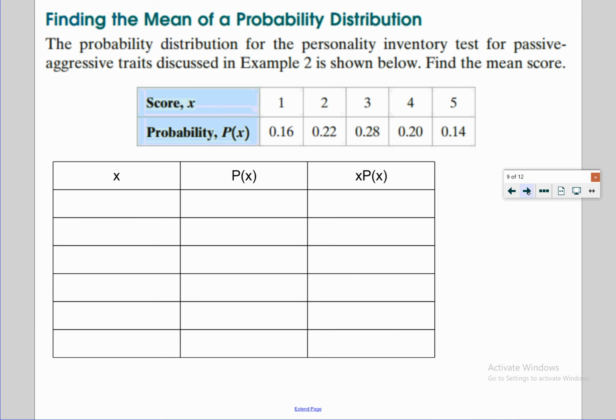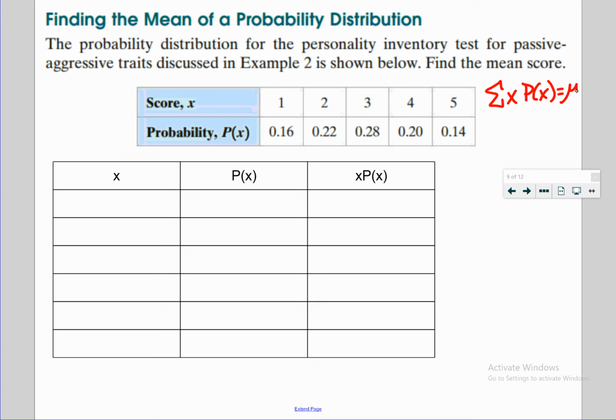All right, so on your paper, first one we're going to do is calculate the mean of a probability distribution. And I'll write the formula at the top here so you can have everything on one page. So we ultimately need to do this. And that's the formula for our mean symbol, okay? So let's fill in our table.